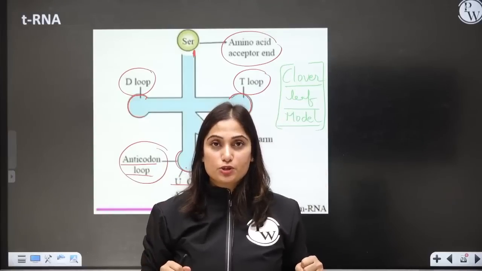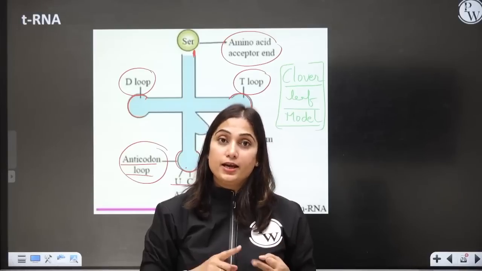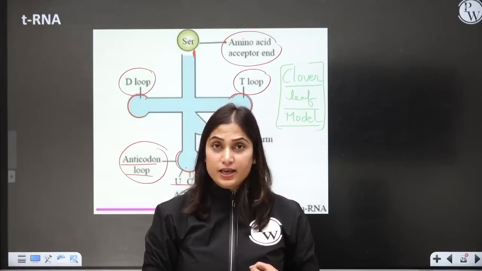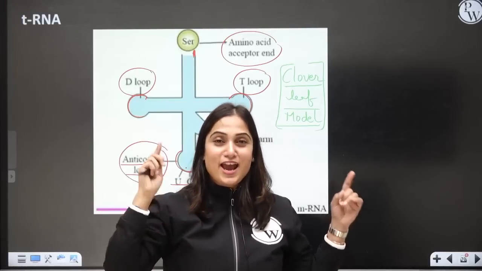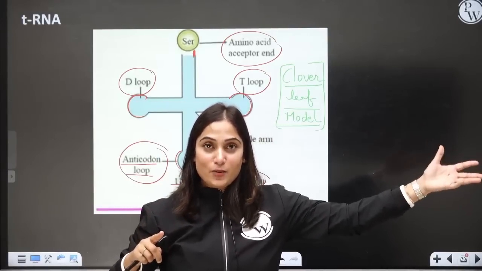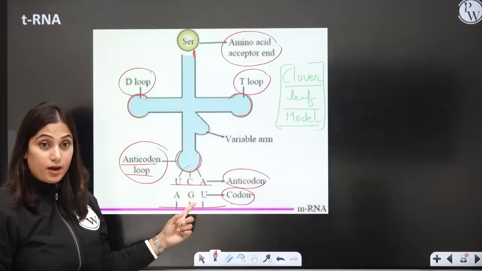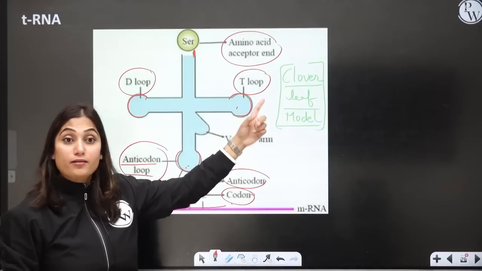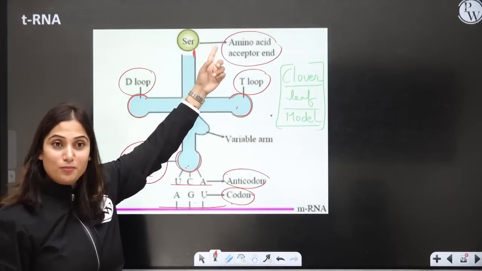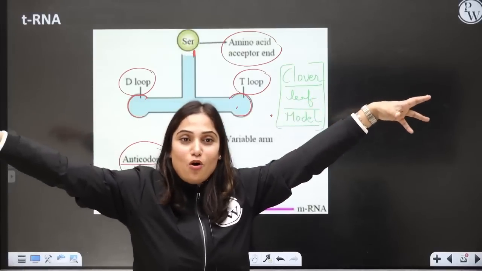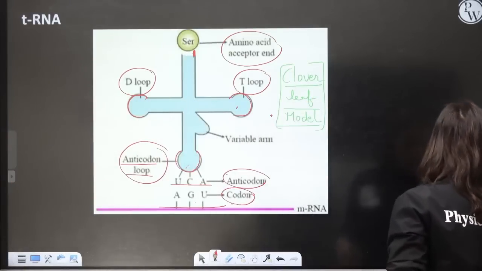That means during the process of translation, all the types of RNA are involved: mRNA, rRNA, tRNA. rRNA is involved in the form of ribosome, mRNA is the one on which the protein is to be formed, and tRNA is the one which carries the amino acid and will attach all of them. At this end, mRNA will be bound. At this end, ribosome will be bound, which contains rRNA, and at this end, amino acid will be bound. So it takes all the constituents together.